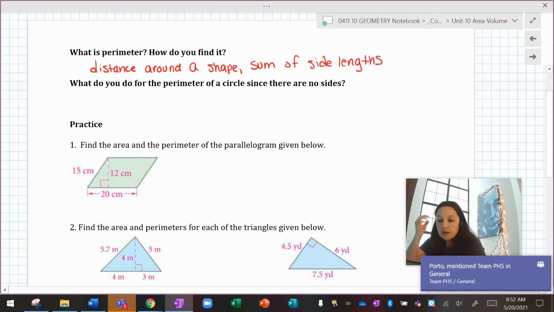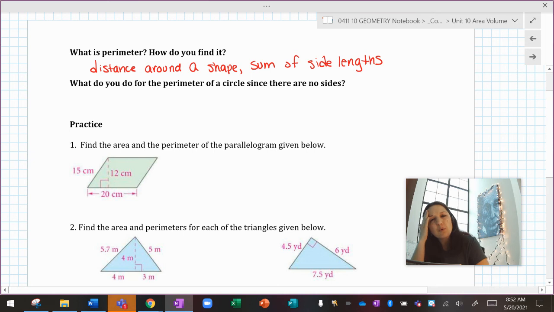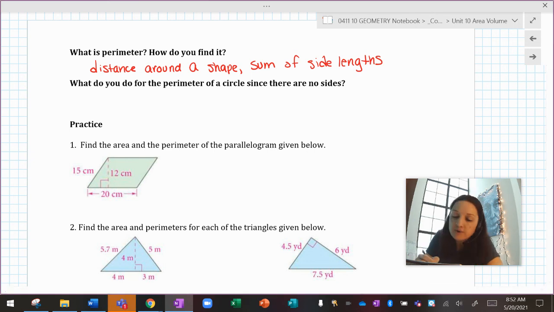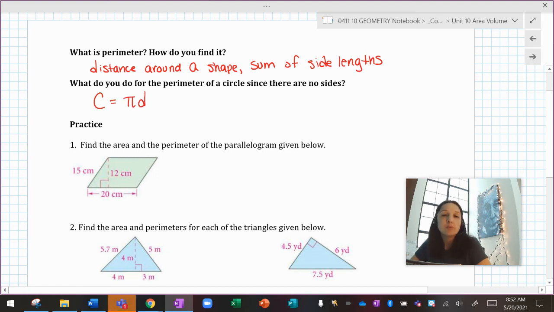All right. What do you do for the perimeter of a circle since there are no sides? Well, wait, a circle doesn't really have a perimeter. I call it something else. Oh, that's right. We call that a circumference. C equals pi d is the perimeter of a circle.